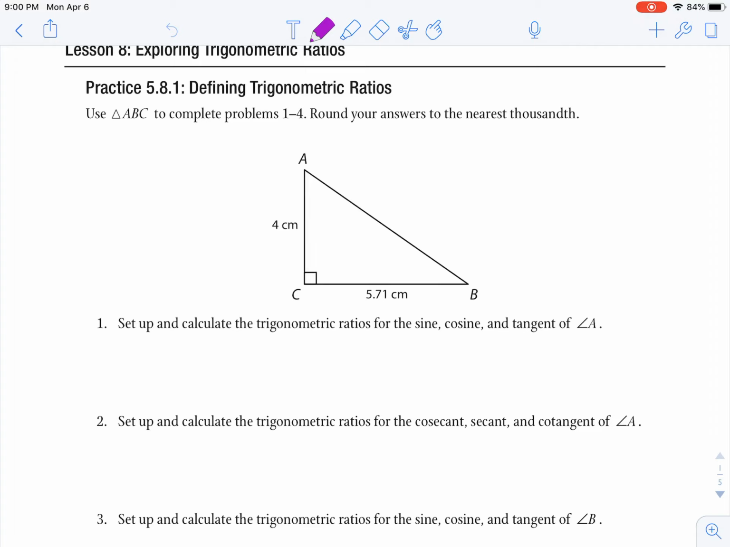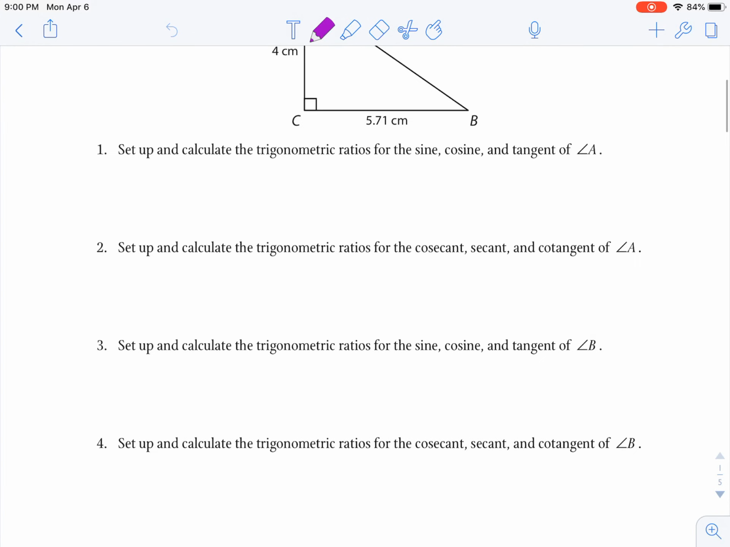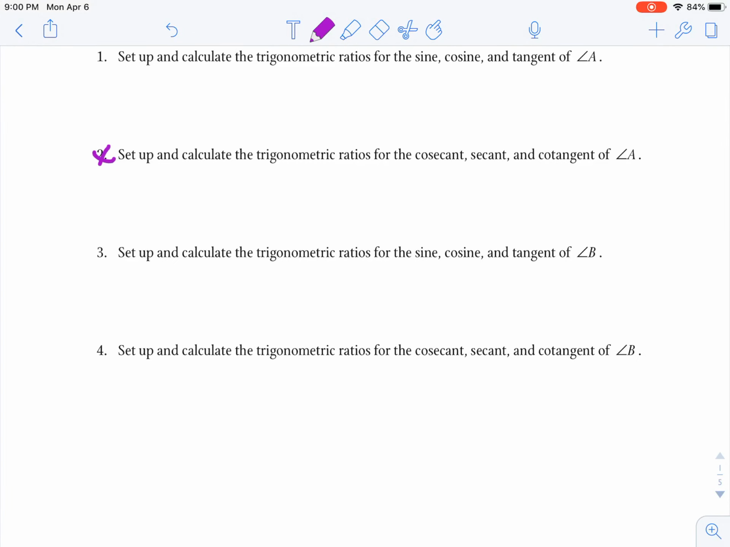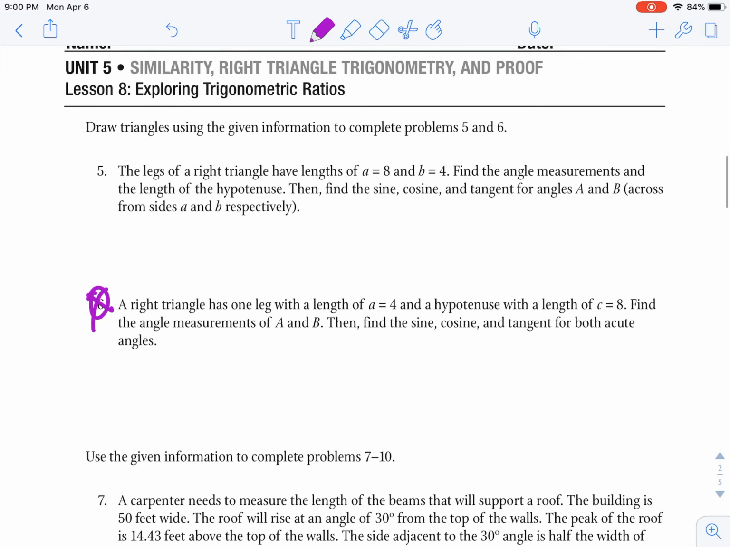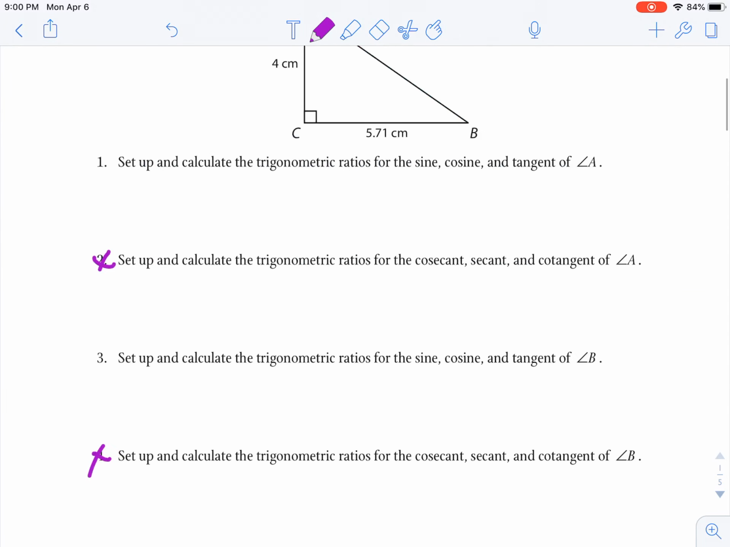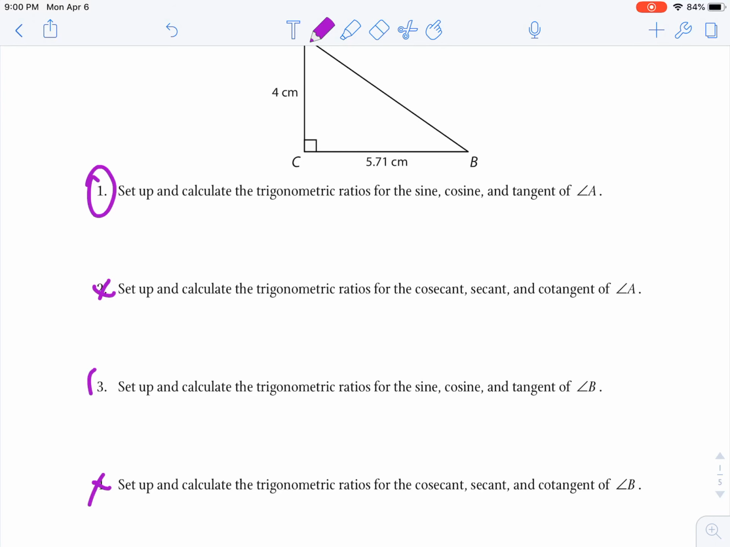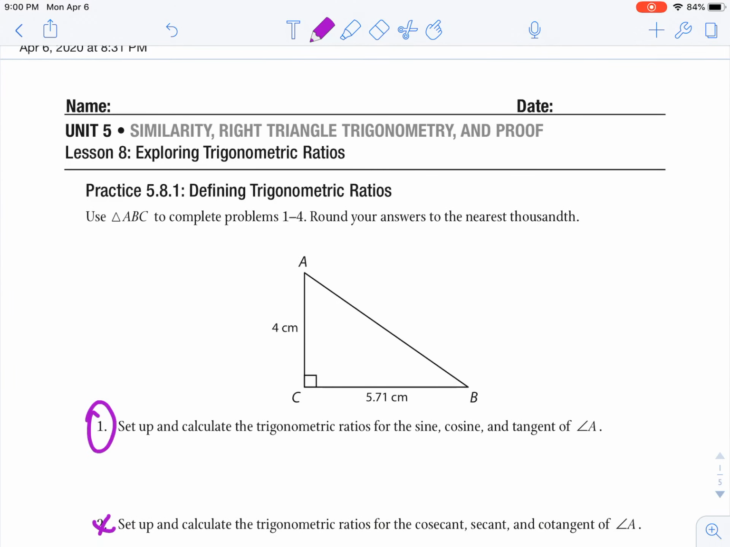I should not have assigned number 2, although we're going to talk about that Wednesday, and number 4. Number 6, I think we're going to look at today. Define the angle measurements, we are not going to do that one, but we will do number 5. So we're going to do 1, 3, and 5 right now, but we're also going to go over the whole thing again.